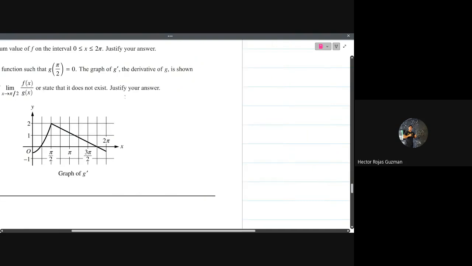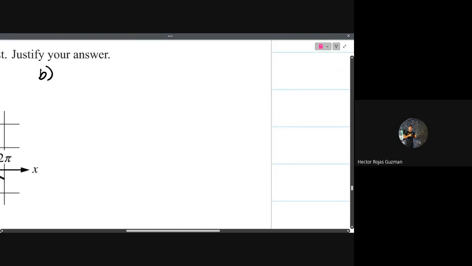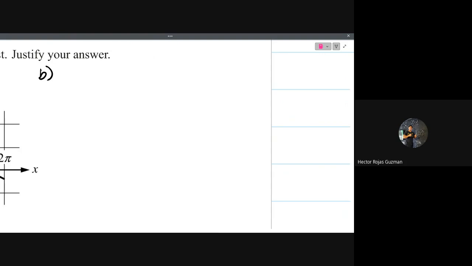B. Let me just zoom in. You have the problem in front of you. What is the slope of the line tangent to the graph at x equals 3 pi over 2? Okay, so just the slope, which means we need to get the derivative.